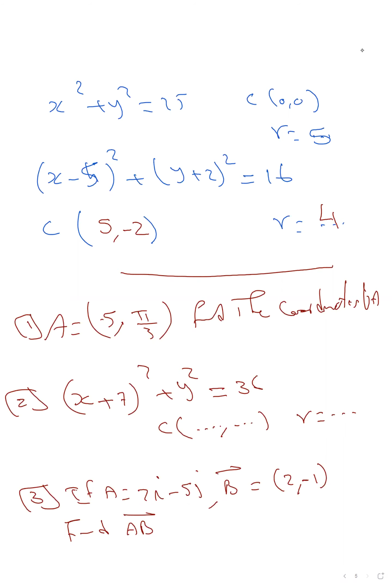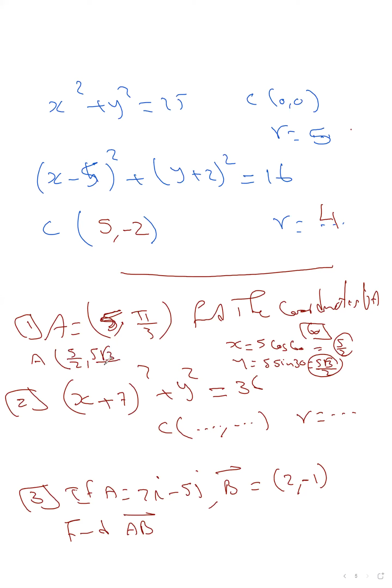يلا يا جماعة. ها ايه الانجل تبقى كام؟ 60 مش كده؟ يبقى الاكس equals 5 كوزين 60 equals 2.5، يعني 5 over 2. والواي equals 5 ساين 60، يعني 5 root 3 over 2. ايوه يعني الفيكتور A هيبقى 5 over 2 و5 root 3 over 2.